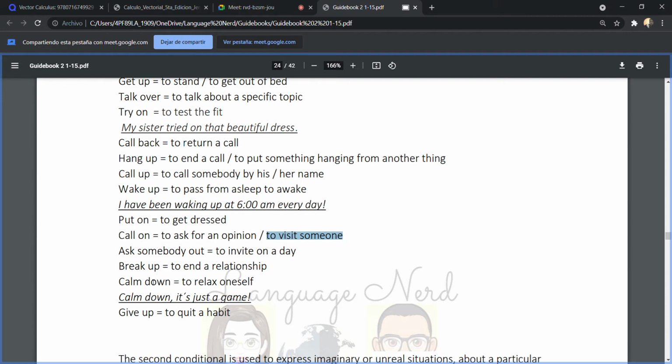That's the meaning. Then ask somebody out. So imagine you like a girl or a boy and you want to ask them out. So you can go talk to her or to him and you can say, do you want to go out with me? So that means to ask out, to invite someone on a date. Aquí es date, no date. O sea, en una cita, como invitar a alguien a salir. Esto es ask somebody out.